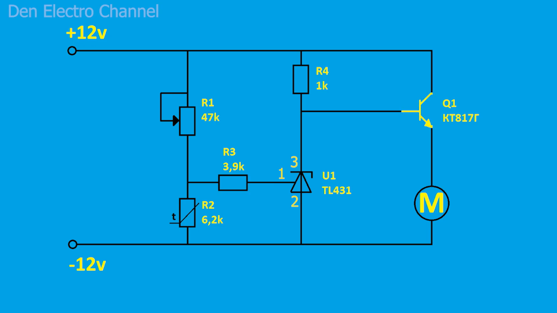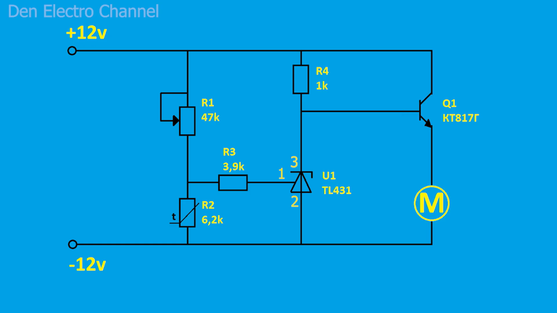Q1 is a bipolar NPN transistor. I'm using the good old KT817G. You can also use a KT815 instead, or any other transistor. The main thing is that they match the specifications. They must be rated for at least 20 volts and be able to handle 1 ampere of current. The gain must be at least 200, otherwise the voltage going to the fan will be very low.